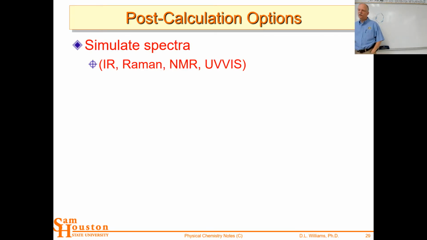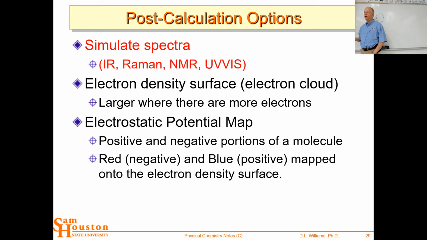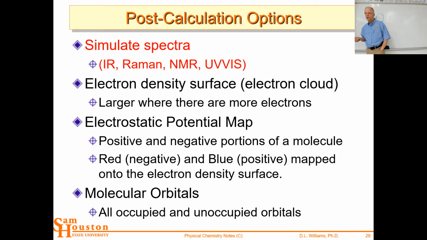So then after the calculation, you can simulate the spectra. We'll teach you how to do that next. We can do these surfaces and explore the electron cloud. And this is where we have some fun. So the ESP, or Electrostatic Potential Map, is a really good tool. So let's look at some of these.